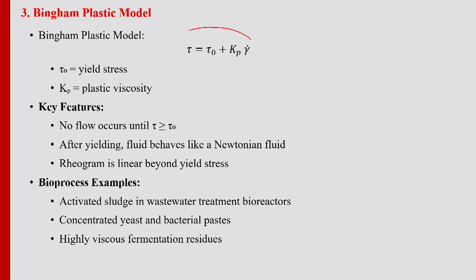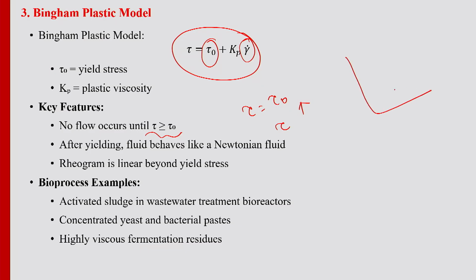Next is the Bingham plastic model, tau equals tau naught plus Kp gamma dot. Here tau naught is the yield stress and gamma dot is the shear rate. This is the best example for pastes. Up to the yield stress there is no flow, where tau equals tau naught. But when the stress exceeds tau naught, the flow starts.